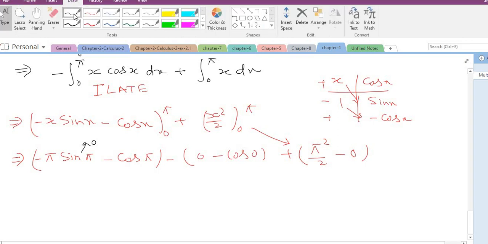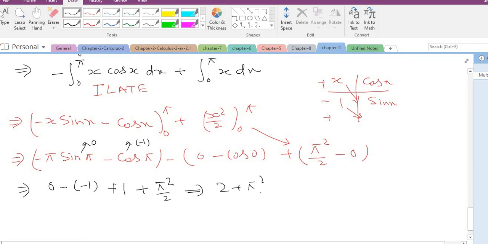So now we need to write here sine pi 0 and cosine pi is minus 1. So just substitute here. So minus pi multiplied by 0 is 0, minus cosine pi is minus 1, minus 0, and minus minus plus cosine 0 is 1, plus pi square by 2. So when you simplify, see that one, this is 0 minus minus plus, so plus 1 plus 1 plus 2 plus pi square by 2.